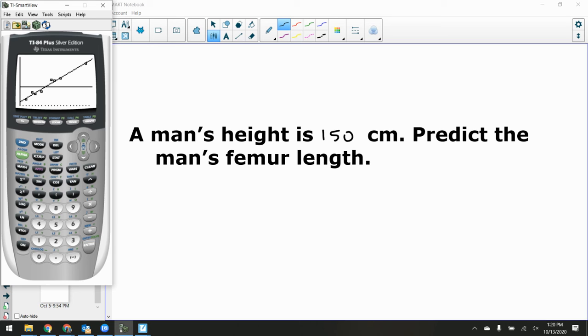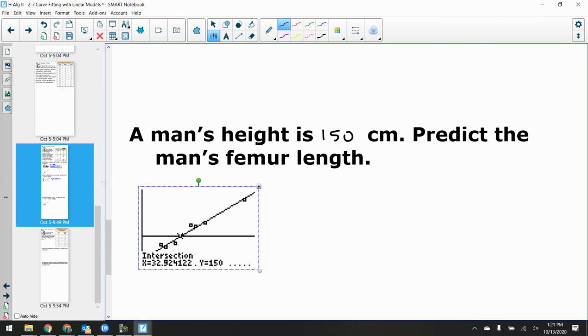Life is good. I don't have to zoom out at all or anything. I second calculate the intersection point. I hit enter 3 times, and the intersection point is right there. So we say that if the height is 150, the femur is 32.92 centimeters. Yes? I'm not sure. Uh-oh.